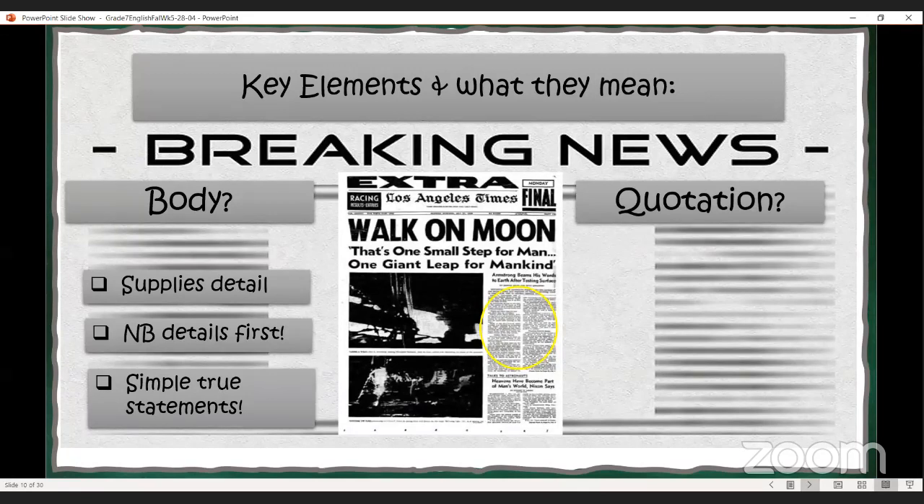Now, quotation. I know this is not the best picture and I do apologize. I wanted it to be an interesting newspaper article. So this one seemed most interesting. So quotation. What is a quotation? Why do we have it? What is it there for? Where do you find it? So what do you guys think?